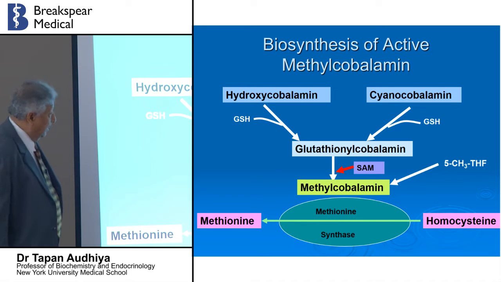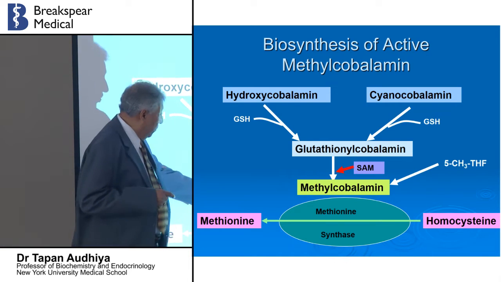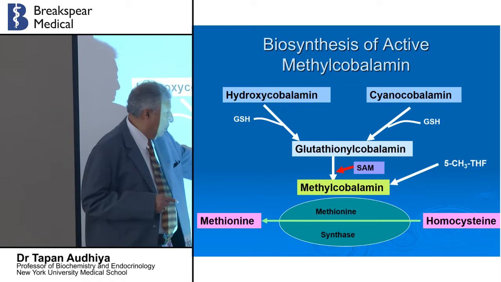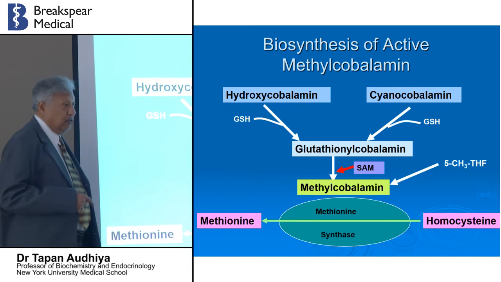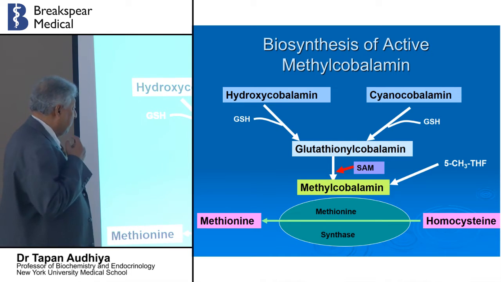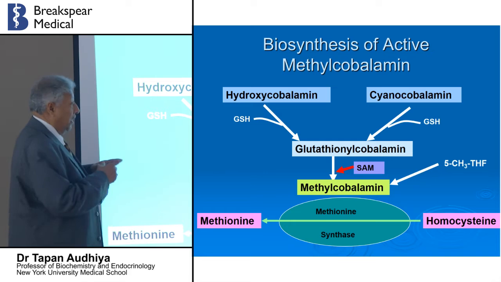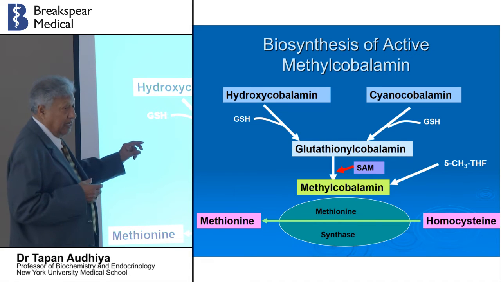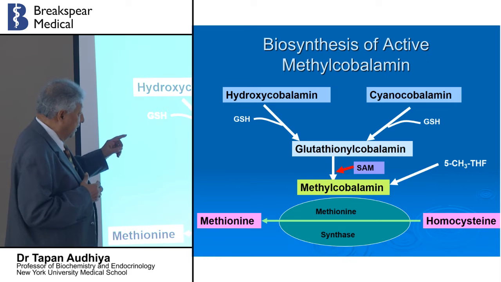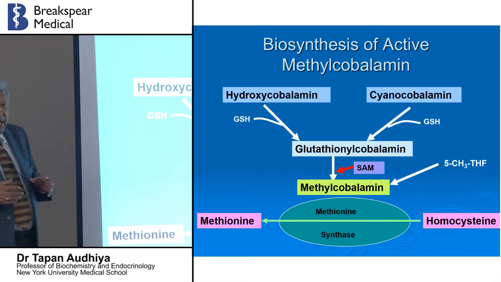Now, that is why I said if there is a blockage in making SAM, you cannot make methylcobalamin. And if you don't make methylcobalamin, you cannot convert homocysteine to methionine. So you break the cycle altogether. The important point here is that with SAM, if there's a blockage there, you have to support this enzyme, and only then can you get about 40 to 80 percent activity back, depending on the person and the place where the mutation took place.